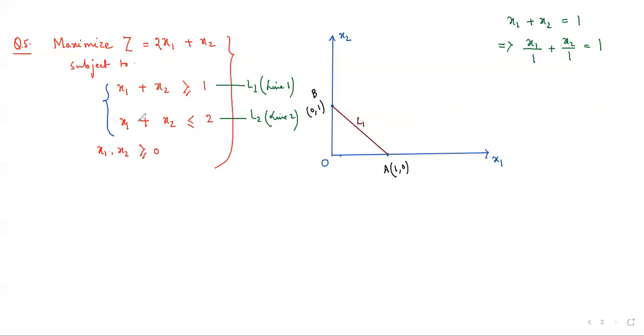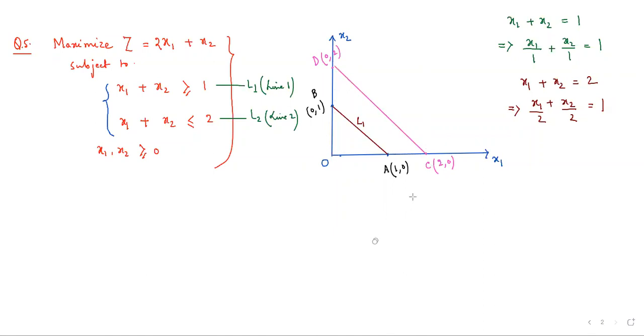Okay. My next equation is x1 plus x2 less than or equal to 2. So we'll consider x1 plus x2 equal to 2. We will try to bring it into its intercept form. So we'll divide both sides by 2 and we will get x1 by 2 plus x2 by 2 equal to 1. And we'll mark those points: 2 on the x1 axis and 2 on the x2 axis. We'll call this point C, which has the coordinate 2, 0, and this point D, which has the coordinate 0, 2. We'll join them by a straight line like this.